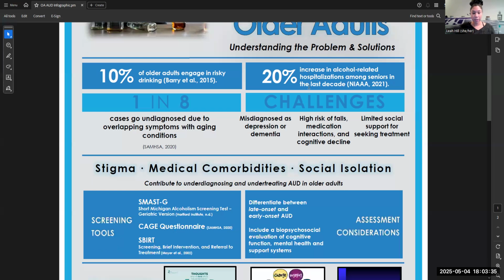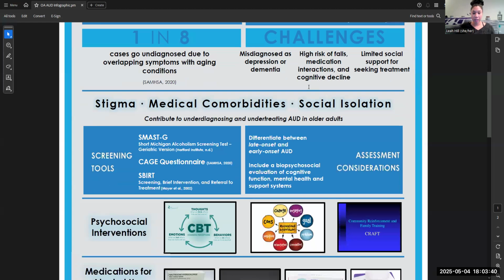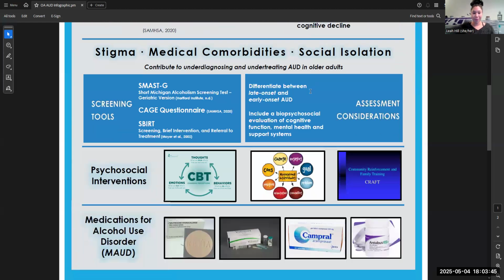So, what can we do? Well, there are some screening tools which have proven to be relatively helpful.